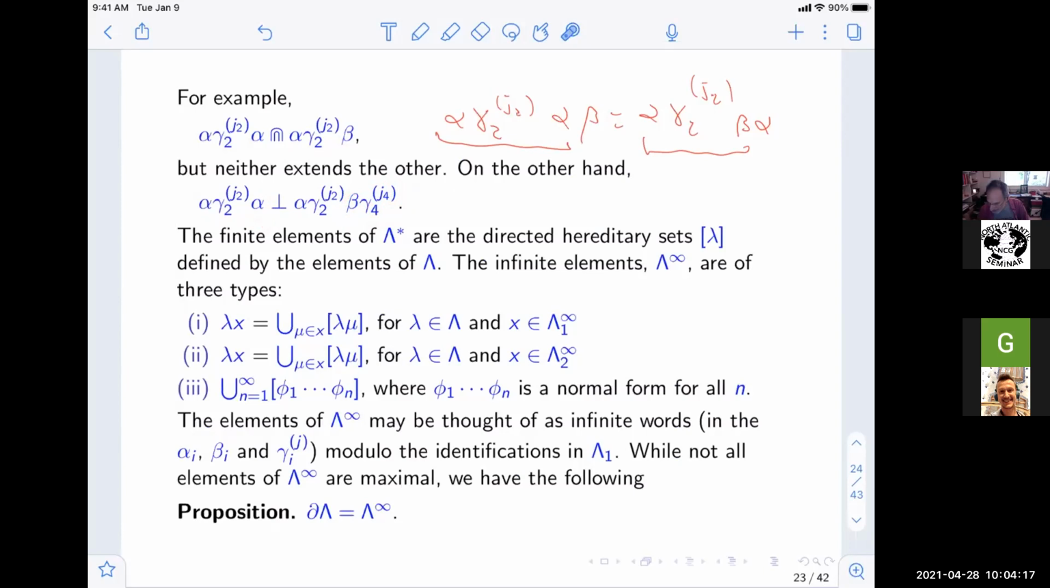So now the infinite elements, the infinite directed hereditary sets, come in these three forms. Maybe the third one is the most natural, where you have an infinite sequence, an infinite normal form. That would be the nicest example of an infinite path. So we just take longer and longer strings in this infinite normal form. But we might have something that's really just an infinite directed hereditary set in one or the other place that we are talking about.